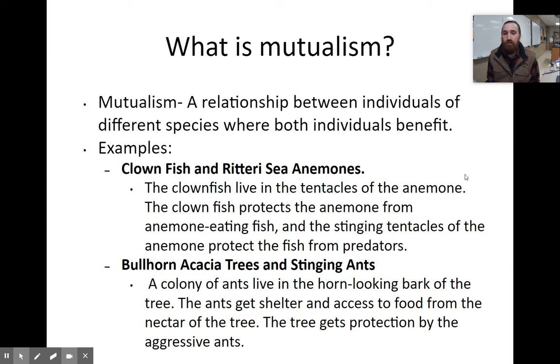Now, there's also another one that doesn't actually deal with the ocean, but I still think it's pretty cool. It's bullhorn acacia trees and stinging ants. Now, I'm not going to talk about it too much, but you guys can read it down below. But what I do recommend is you Google bullhorn acacia trees and stinging ants and just watch a video of it. It's pretty neat.